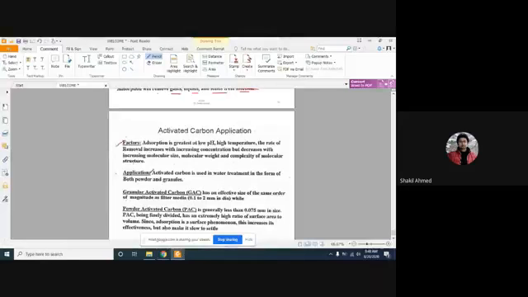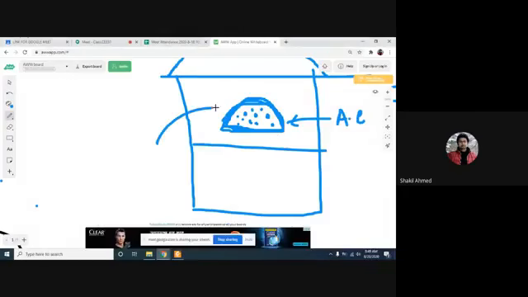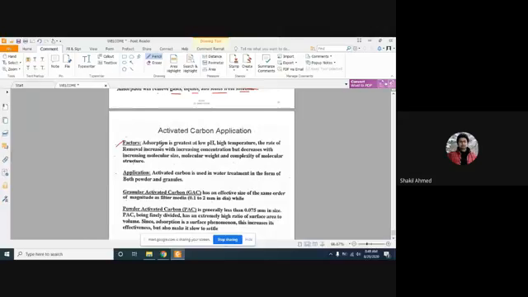So, factors which can affect the adsorption capacity of this activated carbon. This is very important to know. Adsorption is greatest at low pH. So if your pH is low, then adsorption will be higher. If the temperature is high, then again adsorption will be higher. Adsorption is higher if the pH is low. Adsorption is higher if the temperature is high.